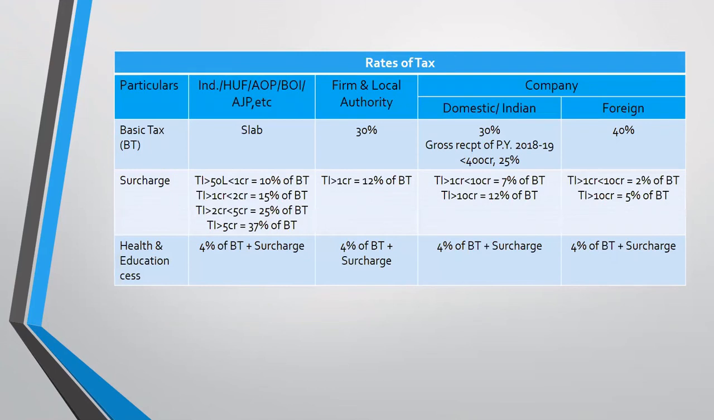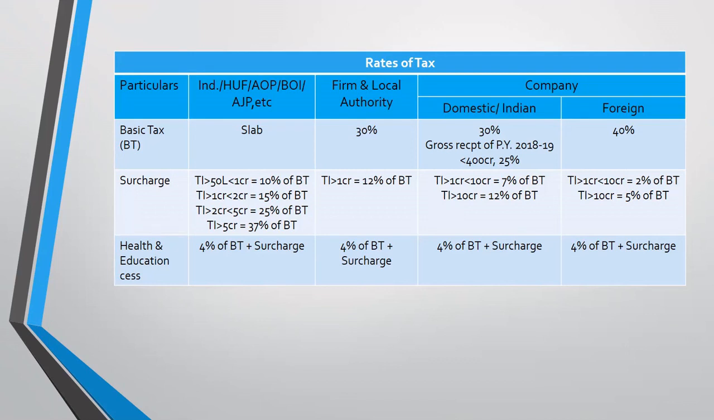Now, coming back to rates of taxes, I would just give you a moment to read through and I shall read with you. So for the individual, we've already looked at the slab. Then there is surcharge, wherein where the total income is more than 50 lakh but less than 1 crore, it is 10% of basic tax. Where the total income is more than 1 crore and less than 2 crore, it is 15%. More than 2 crore and less than 5 crore is 25%. And more than 5 crore is 37%. Health and education cess is 4% across all the categories of person.